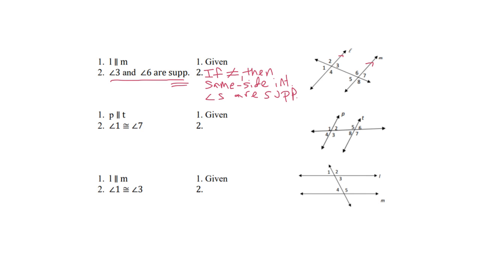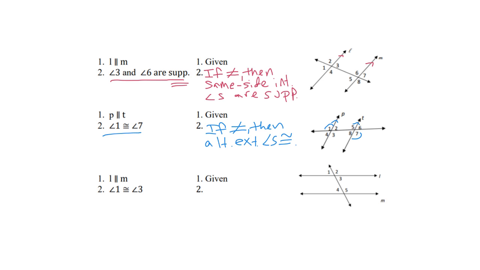Okay, so the next one says P is parallel to T. So we know P and T are parallel. And it asks us to make the next step of angle 1 is congruent to angle 7. Well, here's angle 1 and here's angle 7, and it says they're congruent. You should have written, if two parallel lines are crossed by a transversal, then alternate exterior angles are congruent. That is why we know angle 1 is congruent to angle 7.